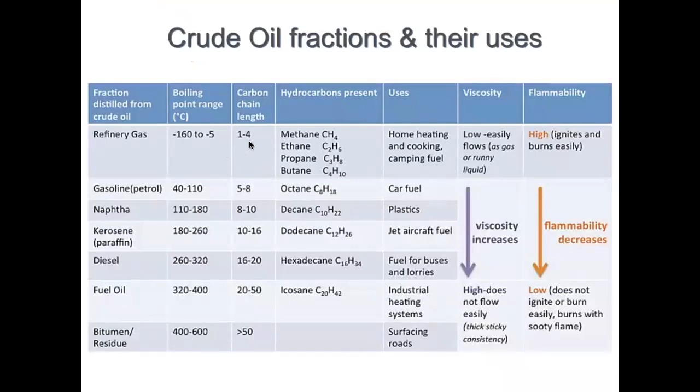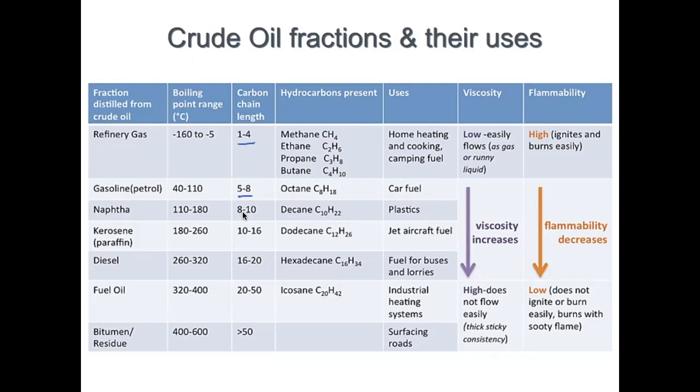So refinery gases, we have carbons 1 to 4. Look at the carbon length. We're focusing on the carbon length. Those are the shorter chain ones, carbons 1 to 4. Then the next one we have is gasoline or petrol, and we have that from 5 to 8. Then we have naphtha, 8 to 10.